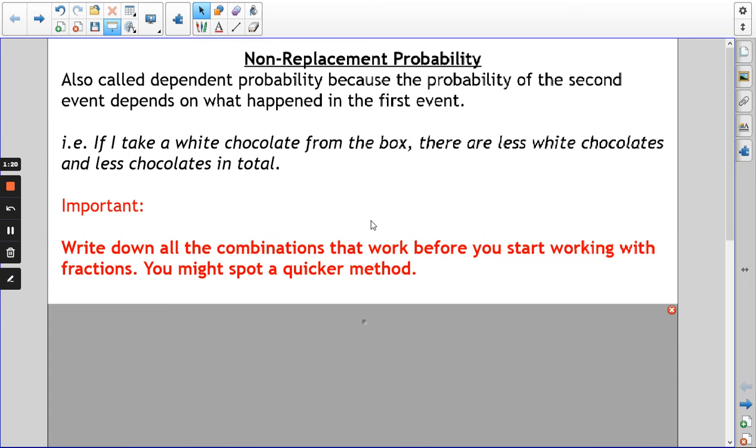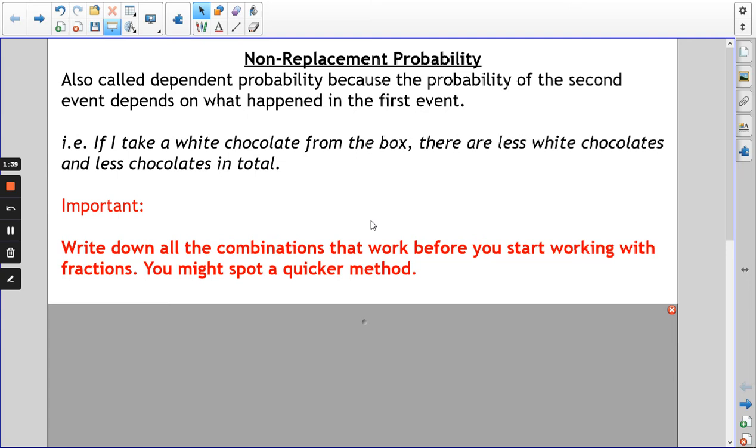So the key in this topic to getting full marks and not doing something stupid is to write down your combinations. So things like black and black, red and red, white and blue. Write them down first, then get into your fraction work afterwards, once you've sorted out that you've got all the combinations correct.